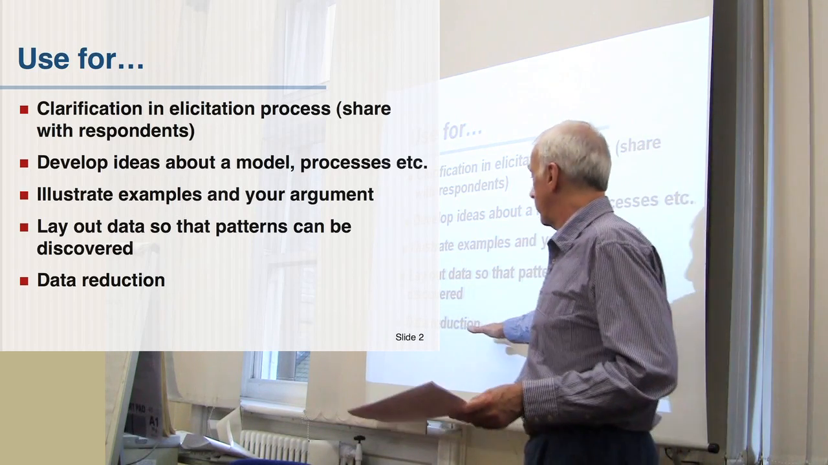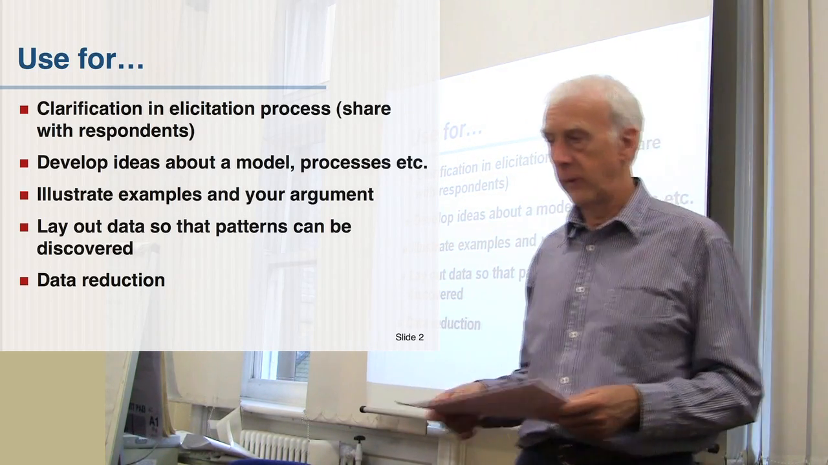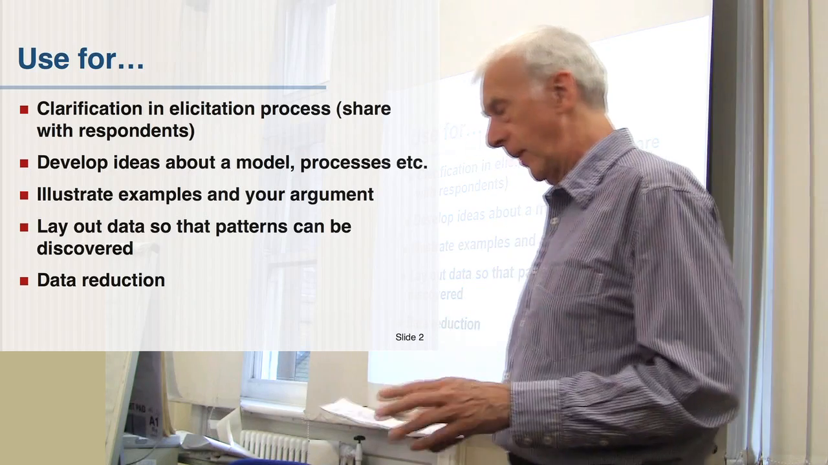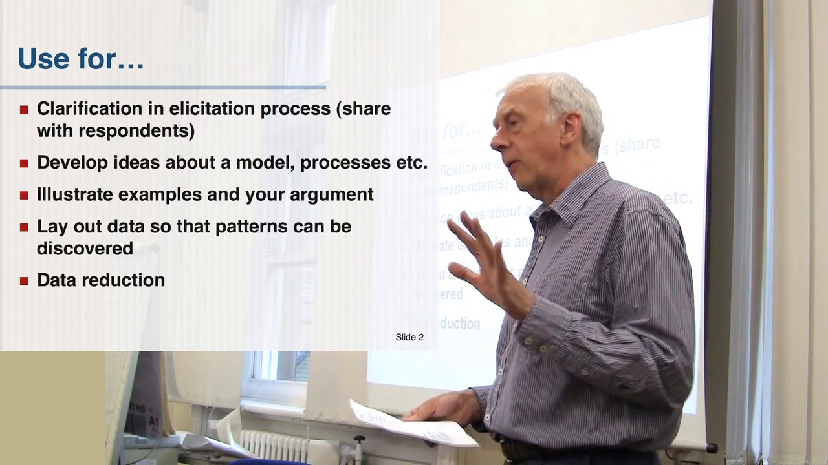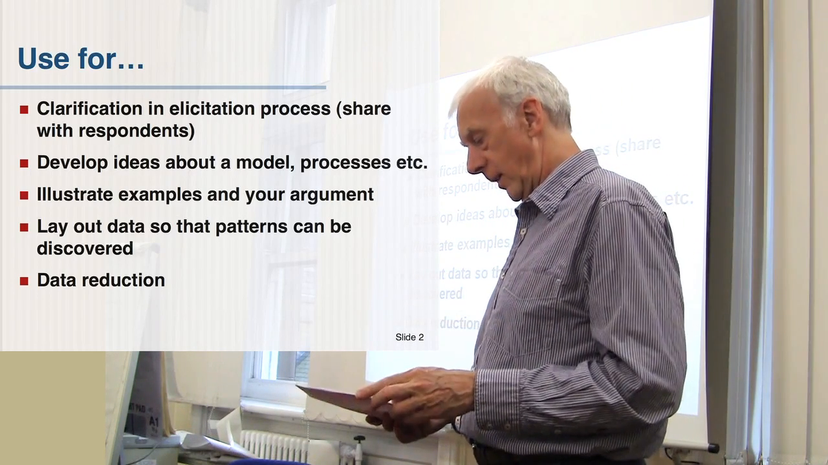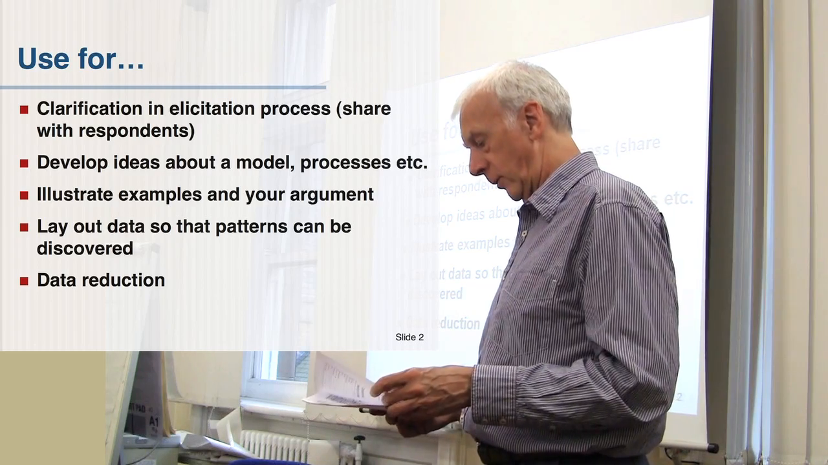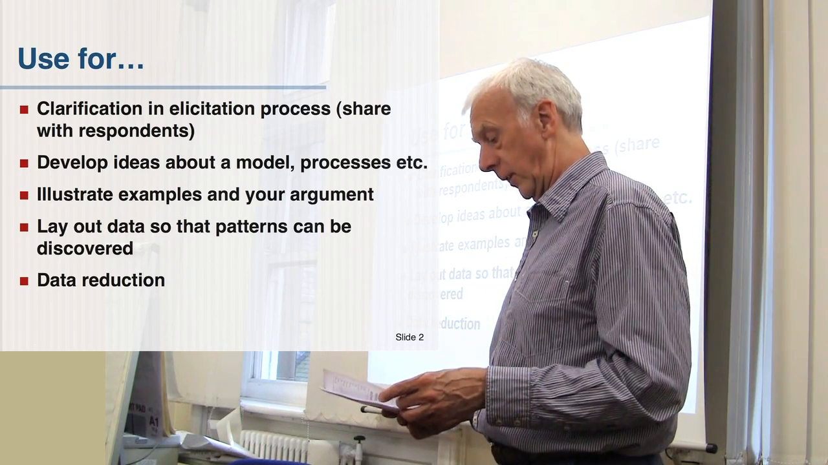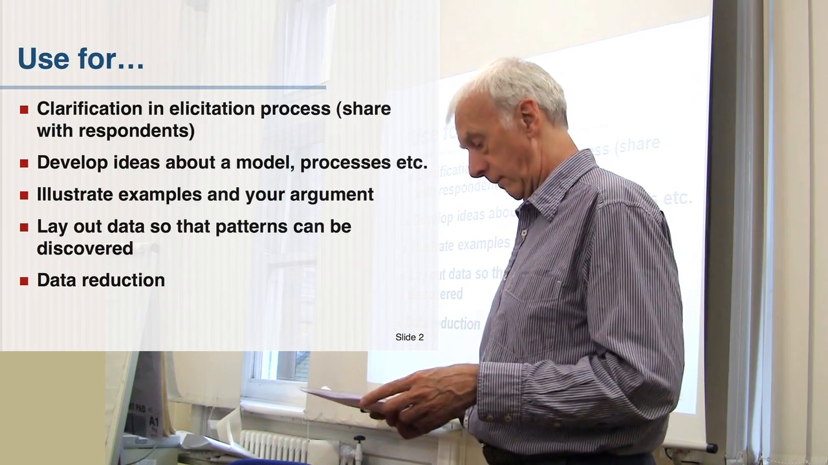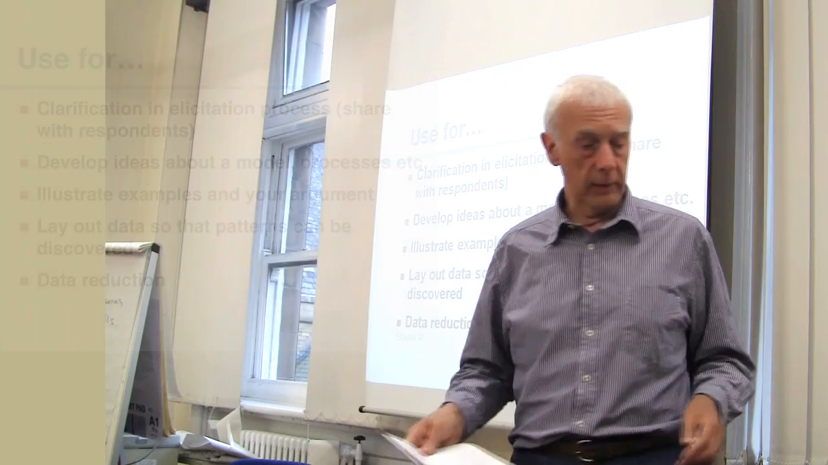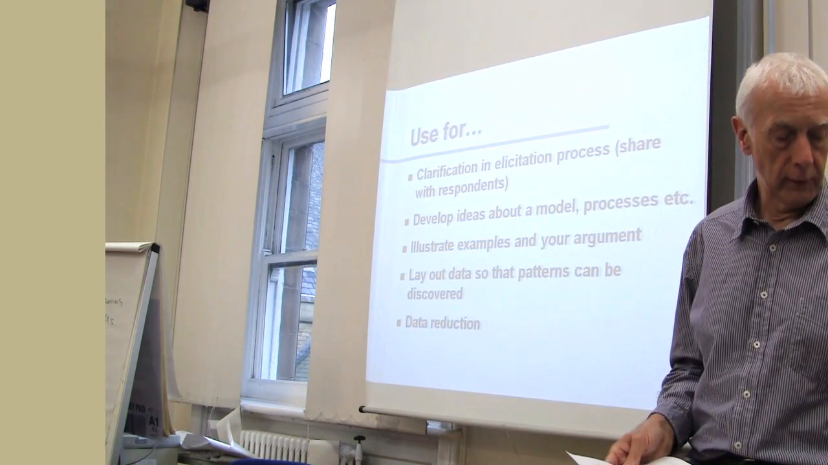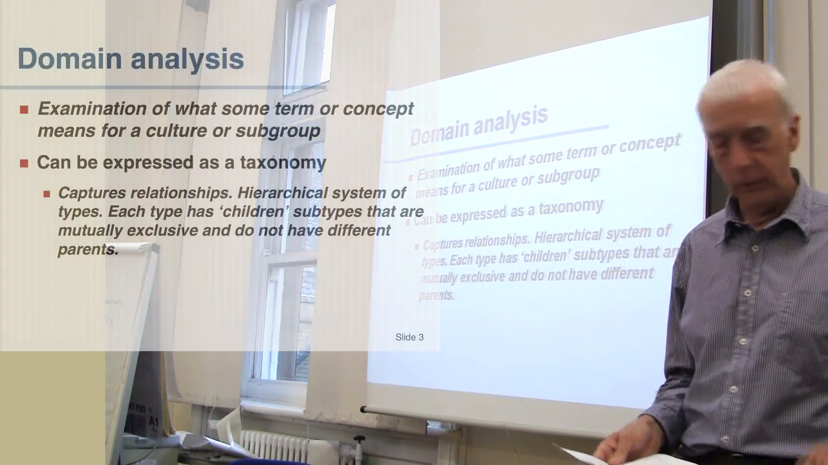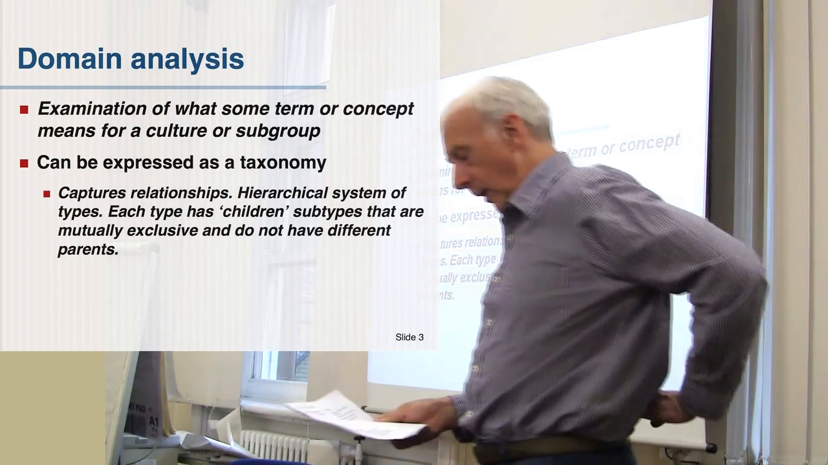And lastly, it's a form of data reduction. One of the things that you do in analysis is try to data reduce to get things in a more coherent, more concise layout, which you can then use either to do your own analysis or your own thinking, or to show others what you found. Okay, so those are the kind of uses for diagrams and tables. Let me look at some examples of what these are.